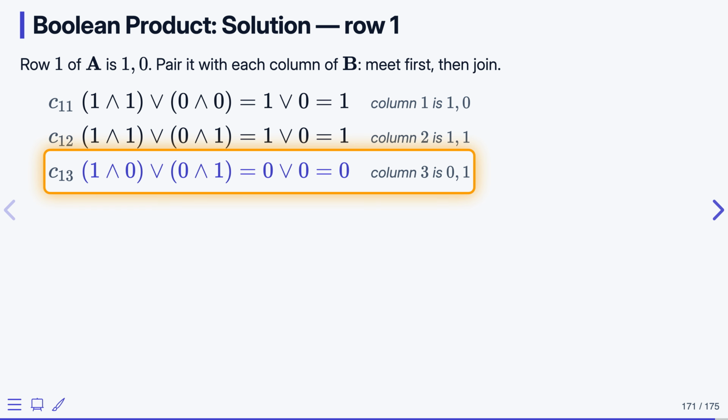Entry C1,3. Column 3 of B is 0, 1. We form 1 and 0 joined with 0 and 1. Both pieces are 0, and 0 or 0 is 0. So C1,3 is 0. The first row of the answer is 1, 1, 0.